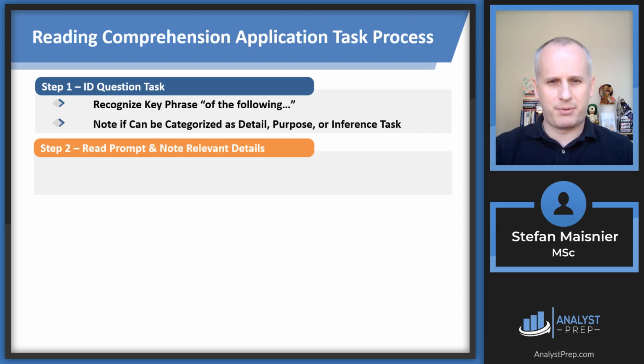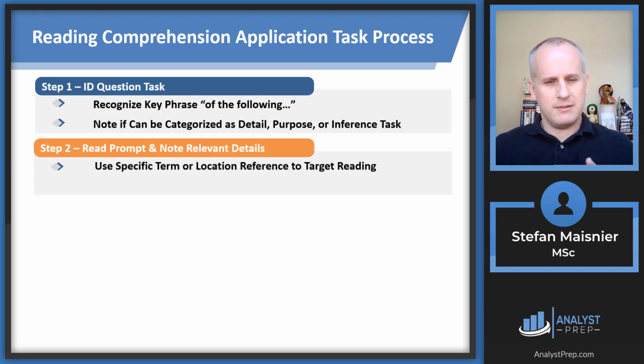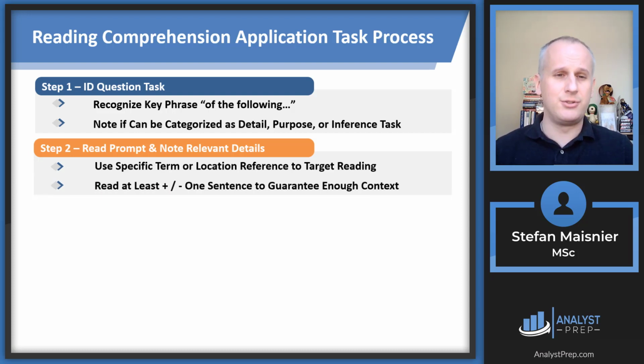Then you'll want to read the prompt and note the relevant details. You'll have to use the specific term or location reference to target your reading. Make sure that you're looking specifically for what they're asking about. And do read at least a sentence above and below to guarantee context, but recognize that you may not need as much context. However, as we saw with our previous question, sometimes you have to confirm whether information is or is not contained elsewhere in the passage.